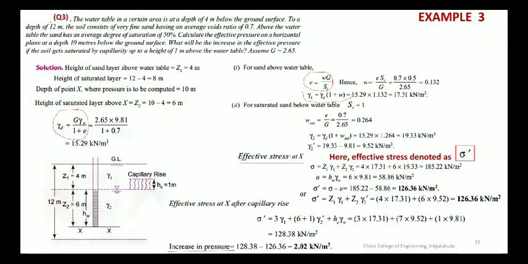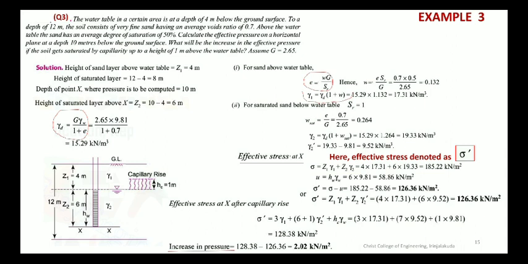So what is the question here? We have a soil layer of depth 12 meter and that is of very fine sand. Average void ratio is given 0.7 and water table level is at a depth of 4 meter below the ground surface, and above the water table the degree of saturation is 50%.